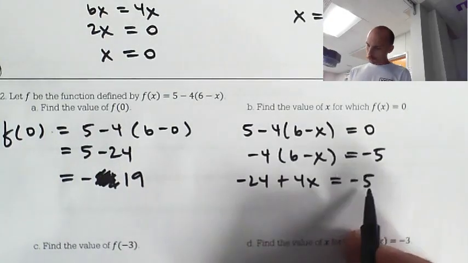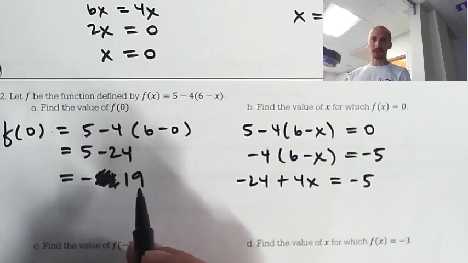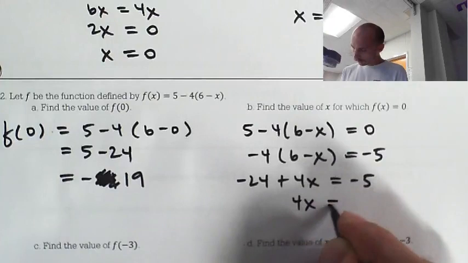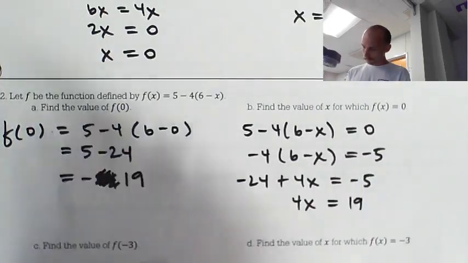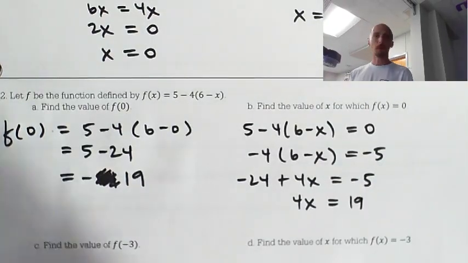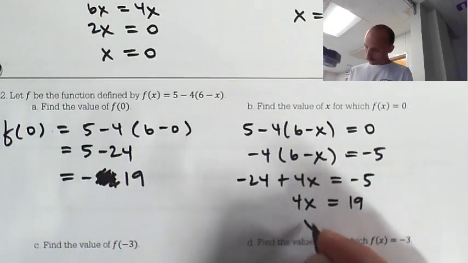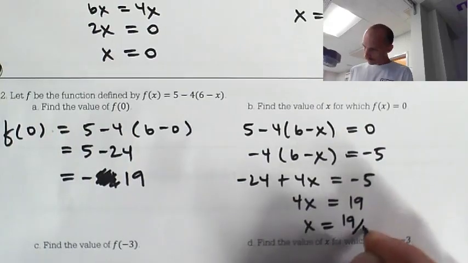Okay, so if I add 24 to negative 5, it's basically the same thing. I'm not going to make the same mistake twice. I'm going to say that's going to be 19. So 4x is going to equal 19. 24 minus 5, yeah, that makes sense. And then divide both sides by 4. So x would be 19 divided by 4.